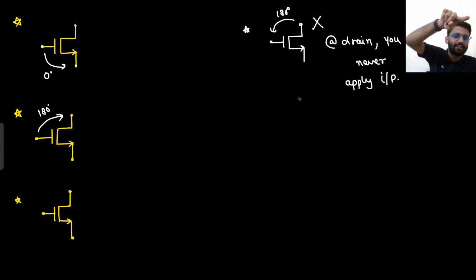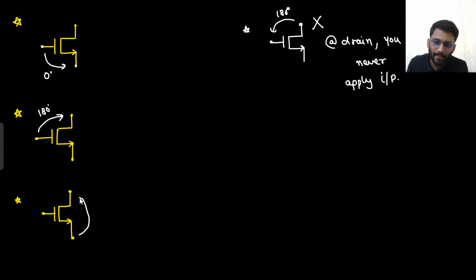So you cannot say that, sir, I'm going from drain to source, so I will have a 180 degree phase shift. No, no, no. If you are going from source to drain, then you have 180 degree phase shift. And if you are going from gate to source, you will have 0 degree phase shift. So this was one thing.